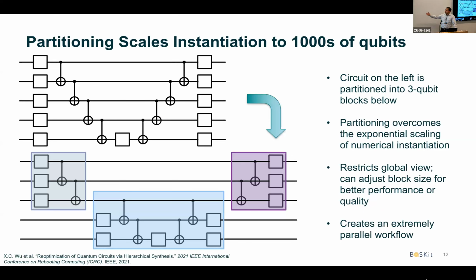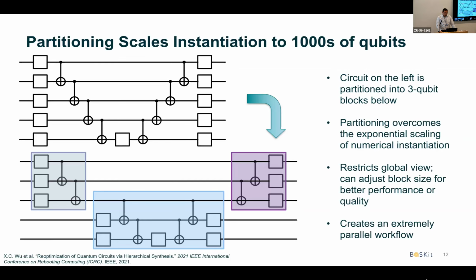We can also scale to thousands of qubits with our compiler through this method of partitioning. So we can take partitions, another overloaded term. What I mean here is take a very large circuit. In this example, it's just 5 qubits, but we can group together adjacent gates into blocks of fixed width. In this example, this 5 qubit circuit is partitioned into 3 3-qubit blocks. Then we can recursively apply our algorithms on those blocks.